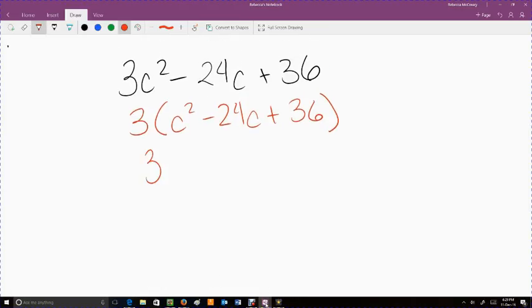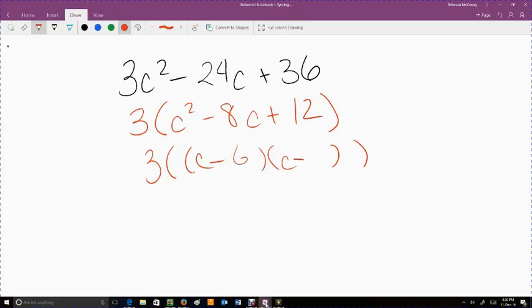All right, so we bring down our 3, big parenthesis, little parentheses, c. Now that we have minus and plus, to get that minus here and plus here, we know that both have to be subtraction. Both of those are subtraction. Oh wait, actually I didn't factor those. Never mind, I just copied them down. So 24 divided by 3 is going to give us 8. And 36 divided by 3 is going to give us 12. Now we need factors of 12 that are going to add up to 8. It's not 12 and 1, but now we've got the 6 and the 2.